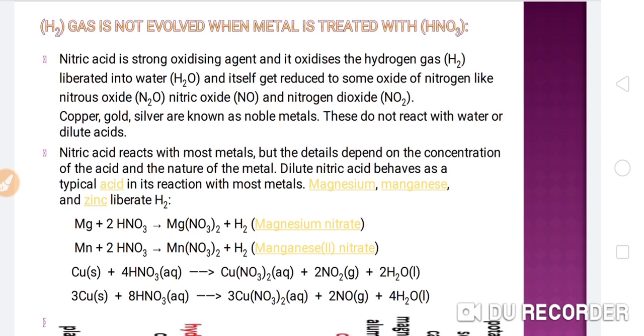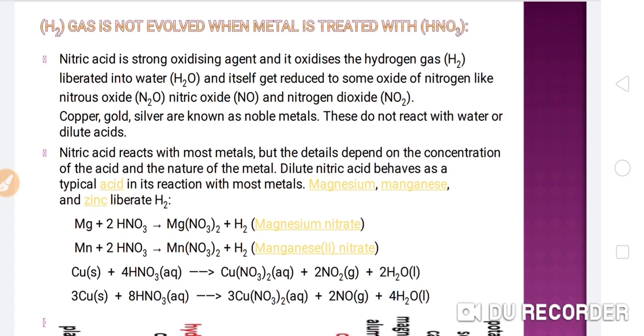Now another fact: copper, gold, and silver are known as the noble metals because they are highly unreactive metals. So these do not react with water or dilute acids. So we will not discuss these metals, that is copper, gold, silver.